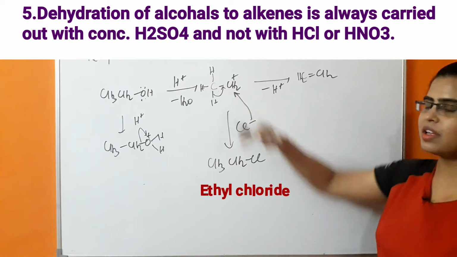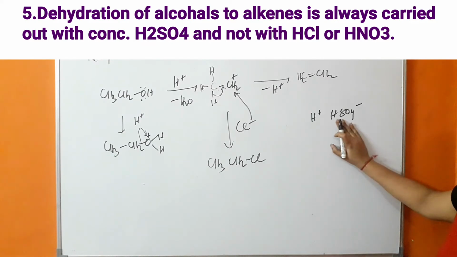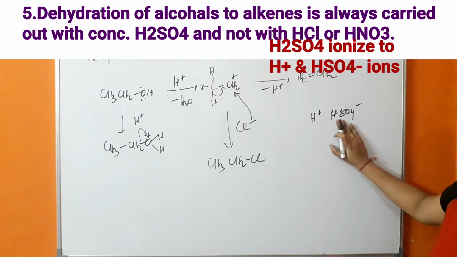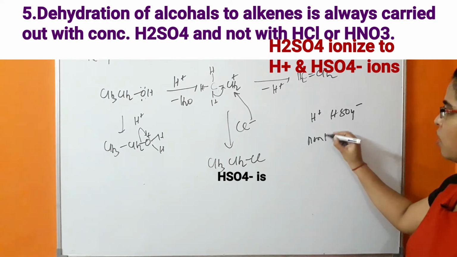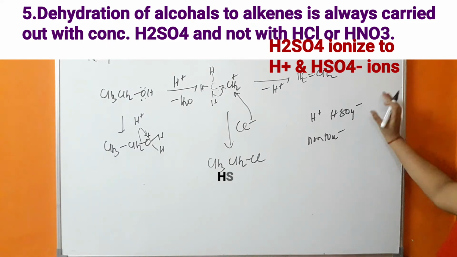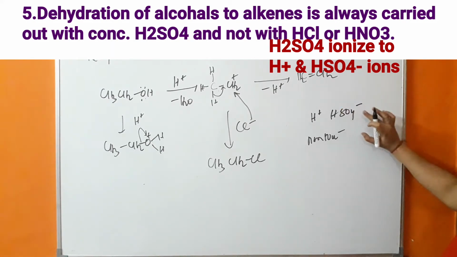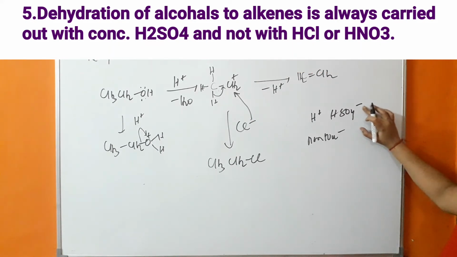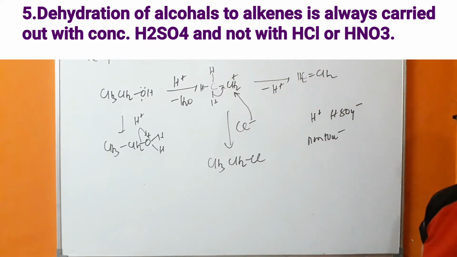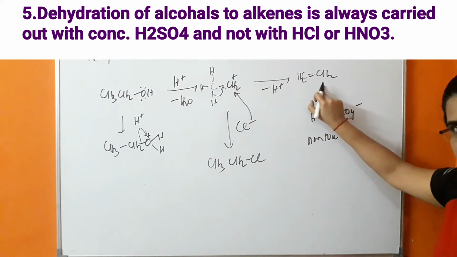So why is this similar reaction not taking place in the presence of H2SO4? This HSO4- is a non-nucleophile. It is not a good nucleophile. Because this negative charge is resonating within the molecule, due to which there is high conjugation within the molecule. Because of that, this negative charge is not available for donation, due to which there will be formation of ethene.